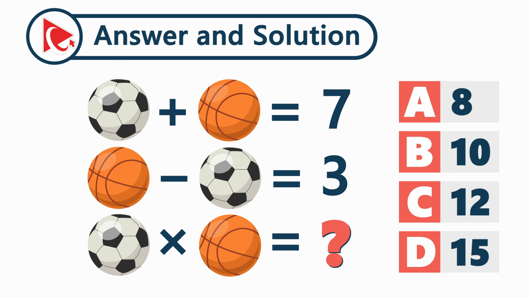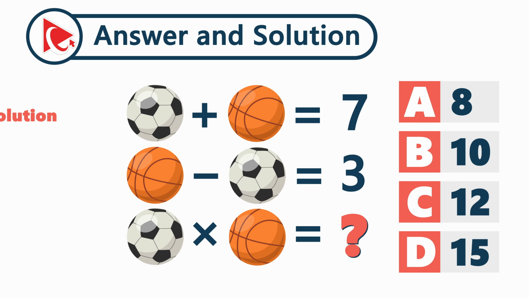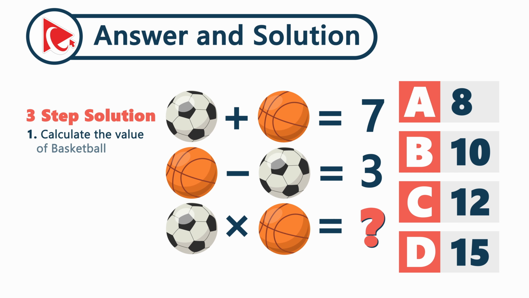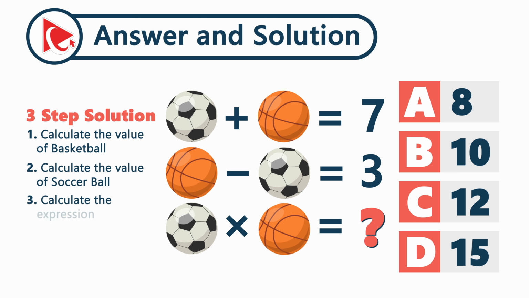Here, instead of x and y, we have basketball and soccer ball. To get the answer to this challenge, we need to use our three-step solution. In the first step, we'll calculate the value of the basketball. In the second step, we'll calculate the value of the soccer ball. And then in step 3, we will calculate the expression, you know, the expression with the missing value. Soccer ball multiplied by basketball equals question mark. Let's do it step by step.